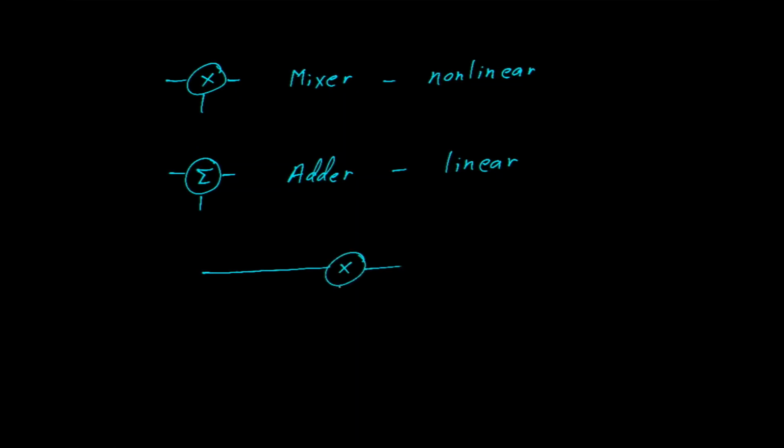We have a mixer and a local oscillator. The input to the mixer is F sub m, which is our baseband intelligence, and the local oscillator. So that's the carrier. The output of the mixer is the frequency of the carrier plus the frequency of the modulating signal, and the frequency of the carrier minus the frequency of the modulating signal. Notice that the carrier is not there.